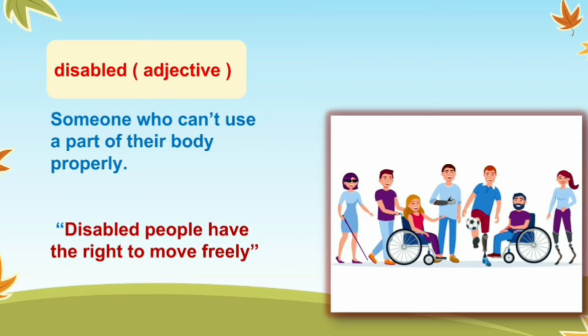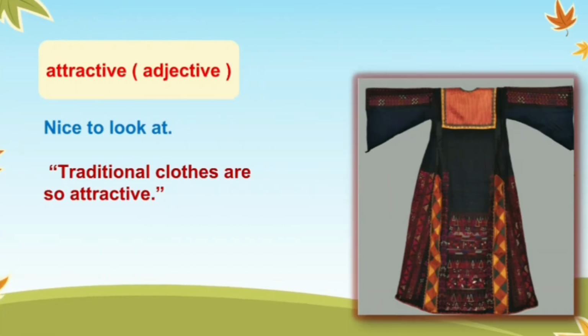Disabled: someone who can't use a part of their body properly. Read the example and look at the picture. Attractive: nice to look at. Traditional clothes are so attractive. Look at the picture.